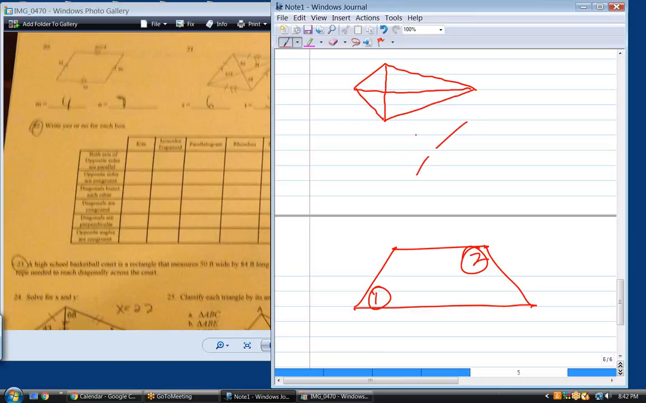Parallelogram. Would it also be no? We're on the bottom one. Are the opposite angles congruent for a parallelogram? No. Actually, they are. That's acute. That's acute. That's obtuse. That's obtuse. The opposite angles are equal, always, on a parallelogram. Opposite sides and opposite angles.